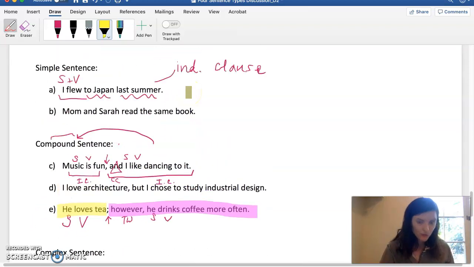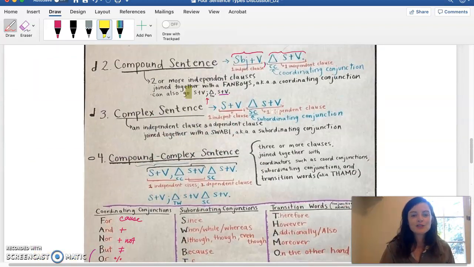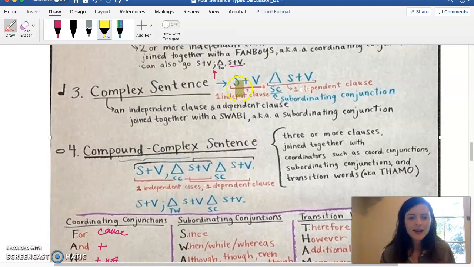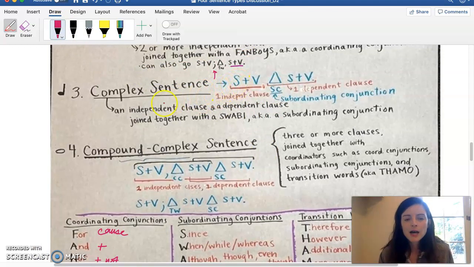All right, let's move on to our third sentence type, the complex sentence. This might be familiar to you if you've studied sentence structure before, but follow along. A complex sentence is an independent clause and a dependent clause, joined together with a SWABI, which is an acronym as well.